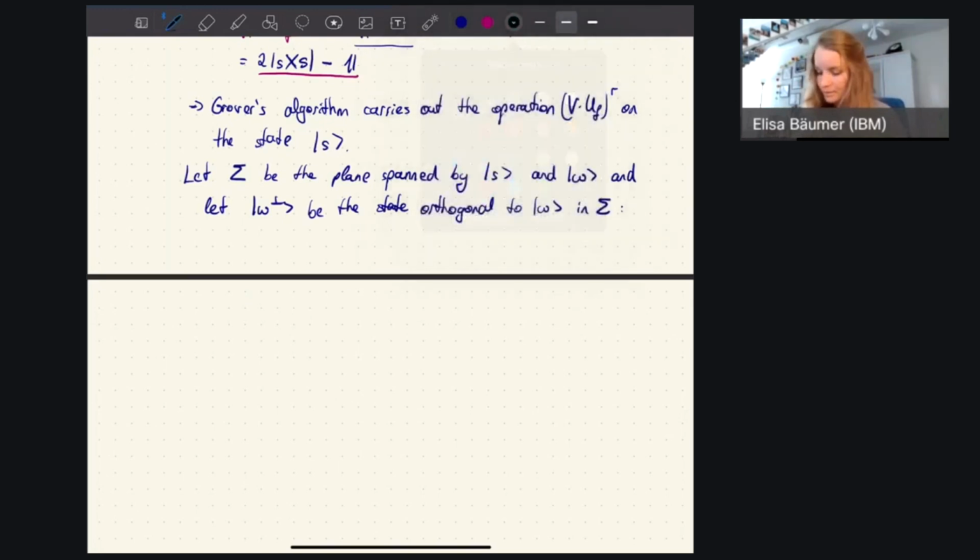And we'll define W orthogonal as 1 over square root of 2 to the n minus 1, times the sum over all x except for W, of x. So we have the equal superposition of all states except for W, which lies in the same plane but makes it orthogonal to W.